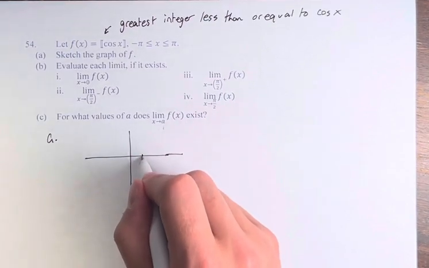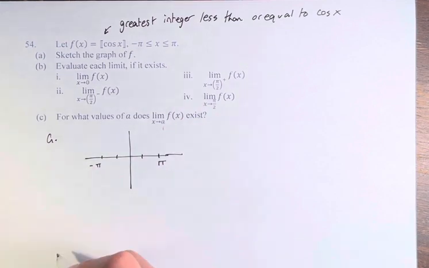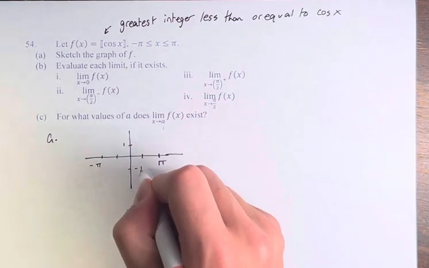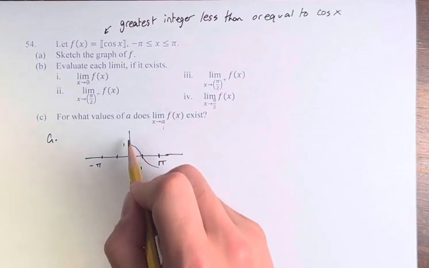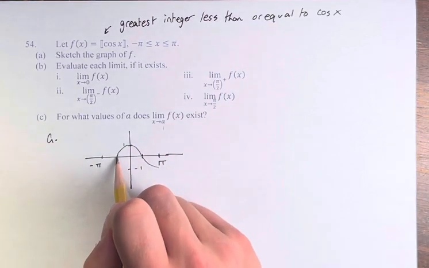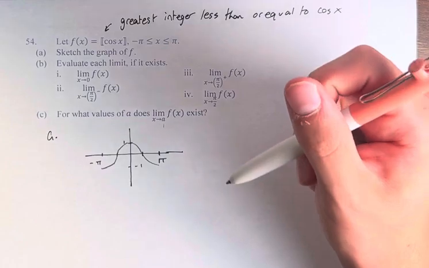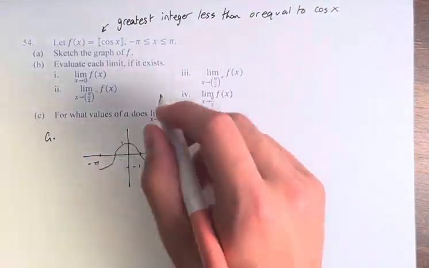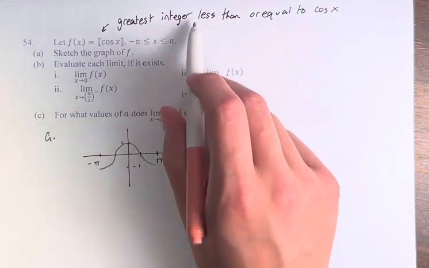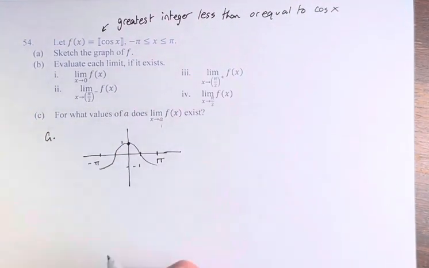So we're doing this from negative pi to pi. And first let's graph cosine. So cosine looks a little bit like this, right? And this function is taking the greatest integer that is less than or equal. So at 1, the greatest integer that is less than or equal to 1 is exactly itself, 1.